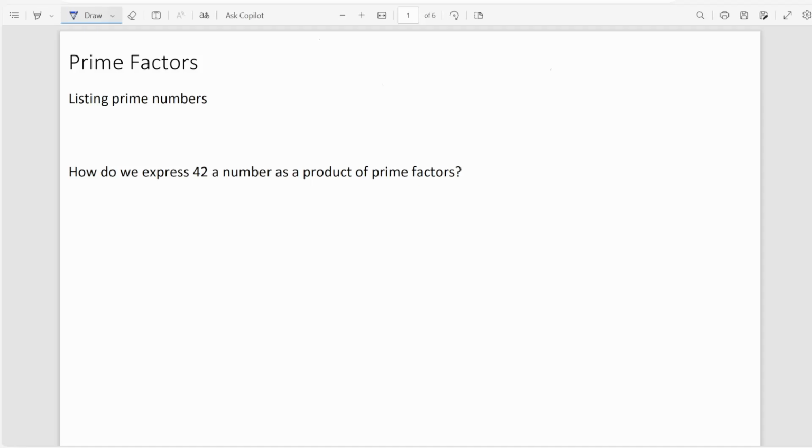In this video, we will be talking about prime factors and how to express a number as a product of prime factors. We're going to start by listing prime numbers. If you don't know what prime numbers are, they are numbers that only divide by 1 and themselves. So they only have two factors, 1 and themselves, okay?